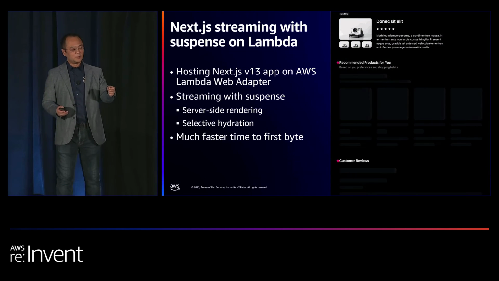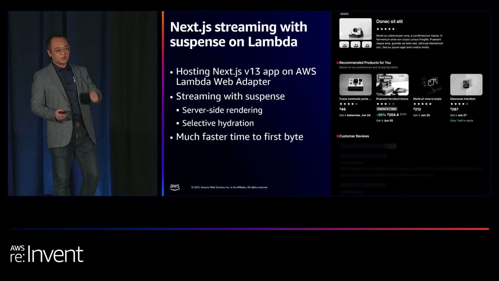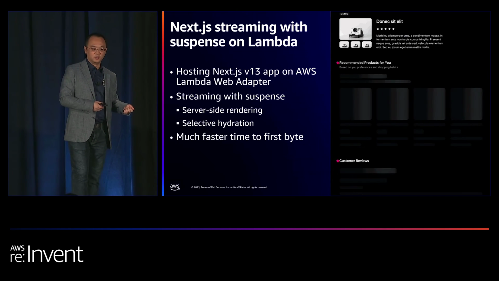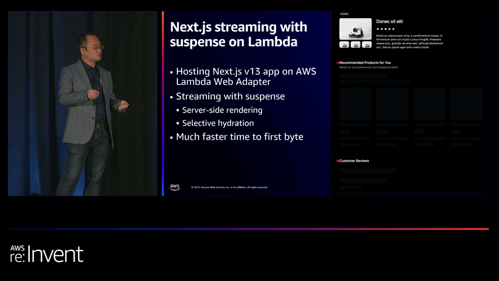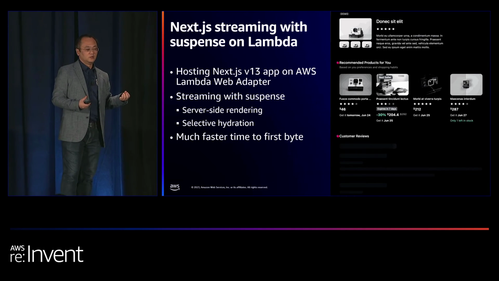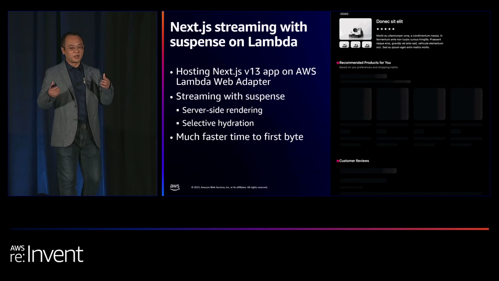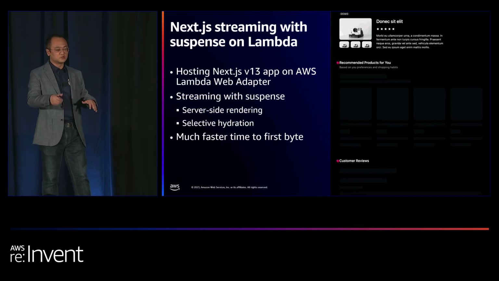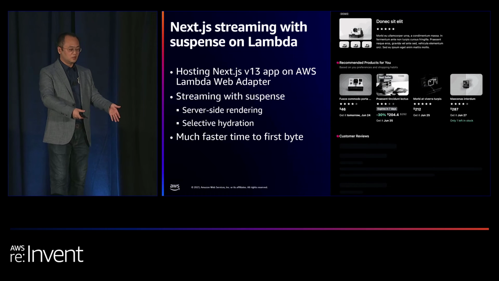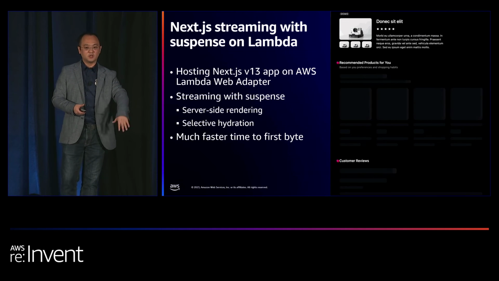Now, here is an example where we run a Next.js application on Lambda with the adapter, with streaming response support. You can see this page comes back with product information, and the recommended products and the reviews come back later. Those are intentionally delayed, like 5 seconds each. But as you can see here, you are able to quickly see the results without waiting for all the data to be available.